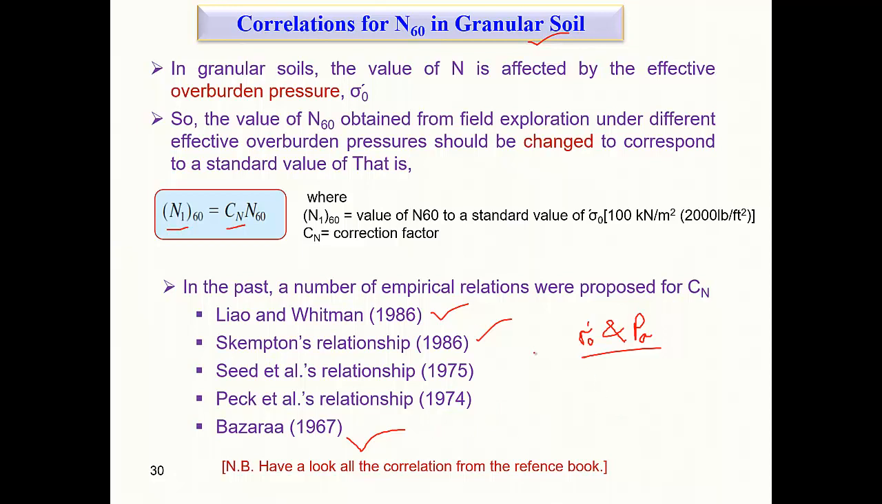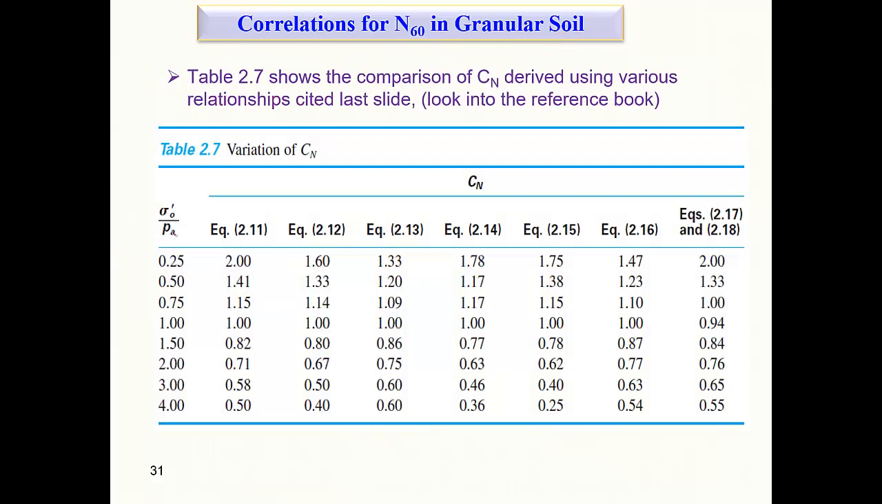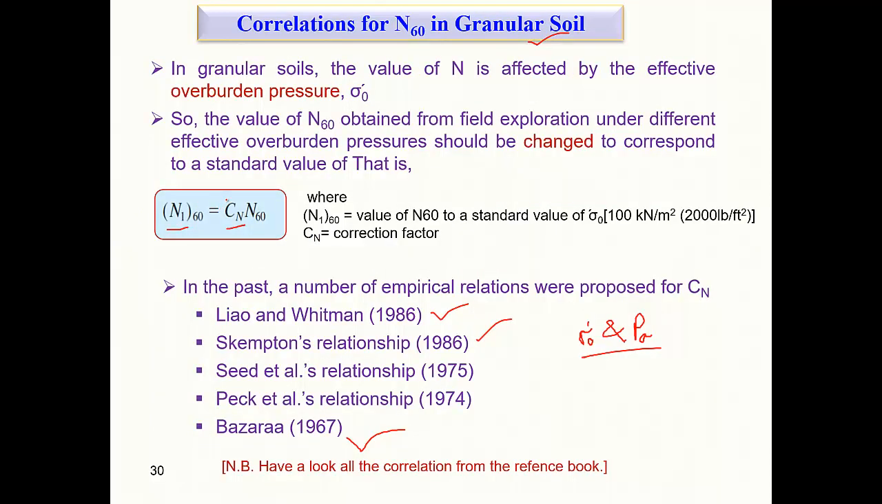So these are the formulas based on the equations, you just look into the book. These are individual formulas, and from the individual formulas you can find out the CN if you know this value, sigma prime naught by PA. Then if you simply insert the value of CN here, you can get the value of N160. Is that clear? Yes, sir.